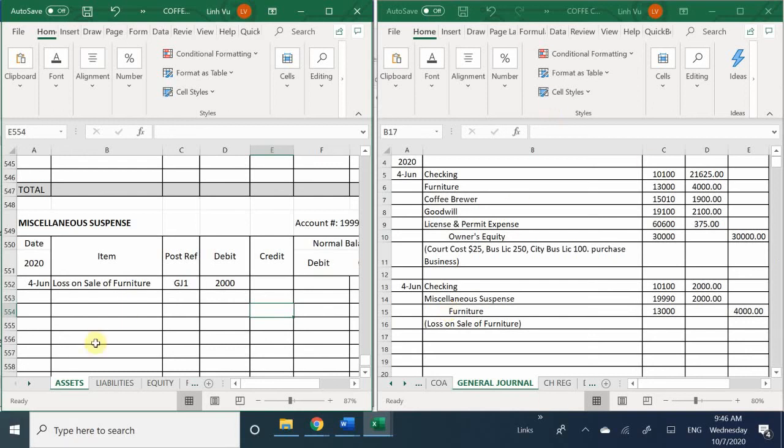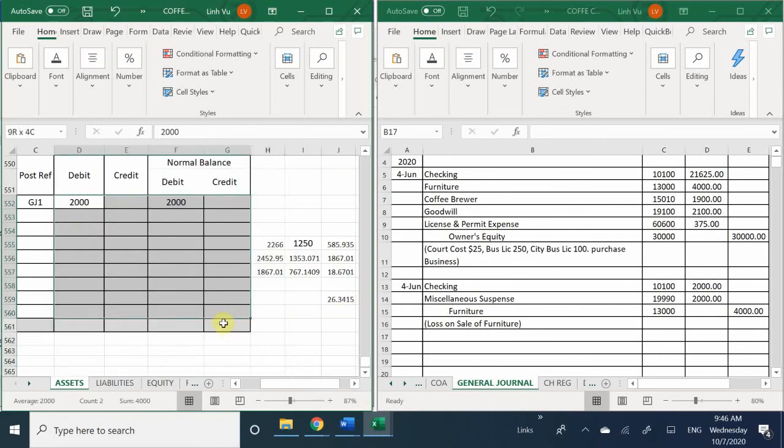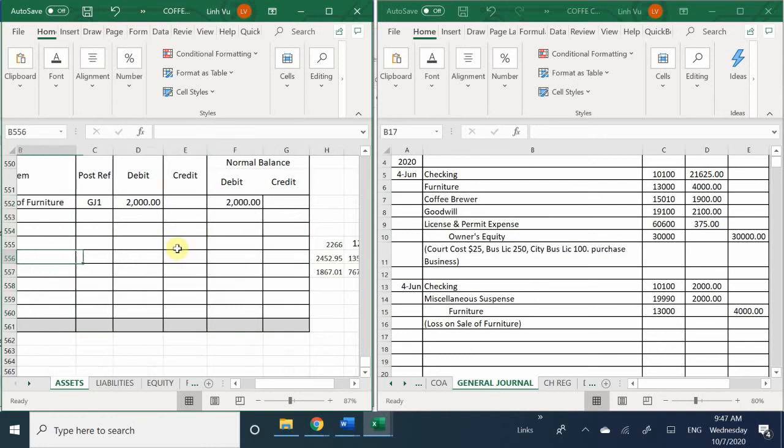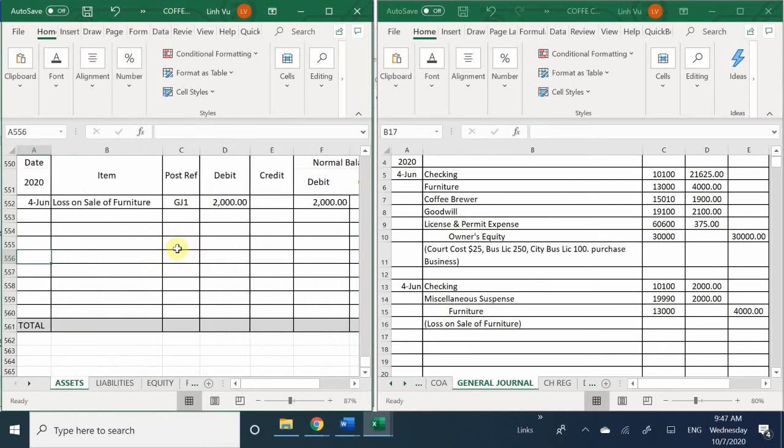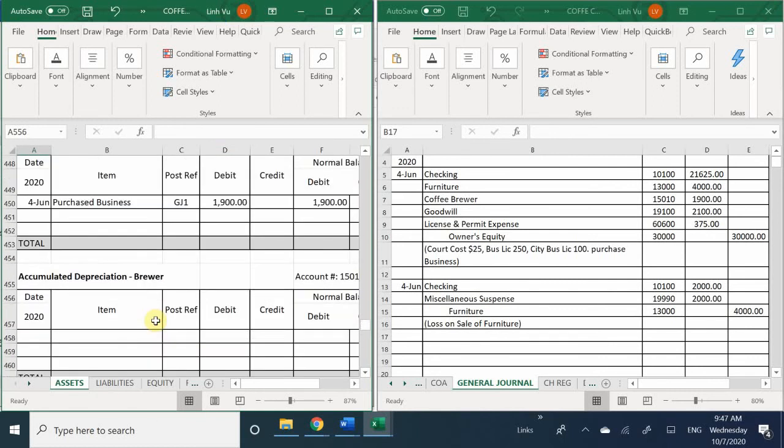Okay, so that's why it's a general rule of thumb for beginners especially to do it in order, so you don't ever run into either forgetting or double entering the same exact transaction. Okay, so there you go. I've updated it here, 2,000 for my miscellaneous expense. Okay. Now I can properly scroll all the way up to find my furniture.